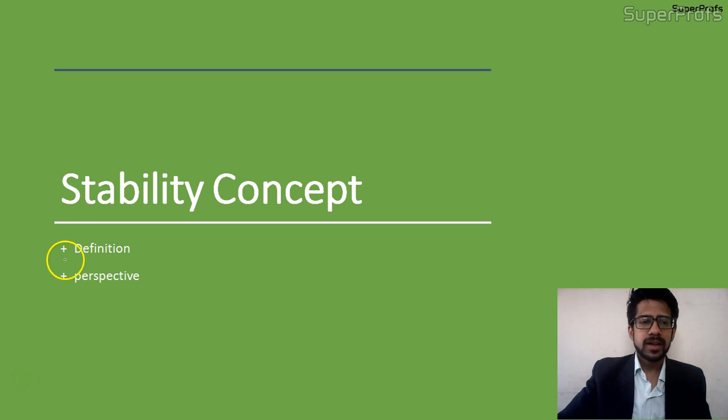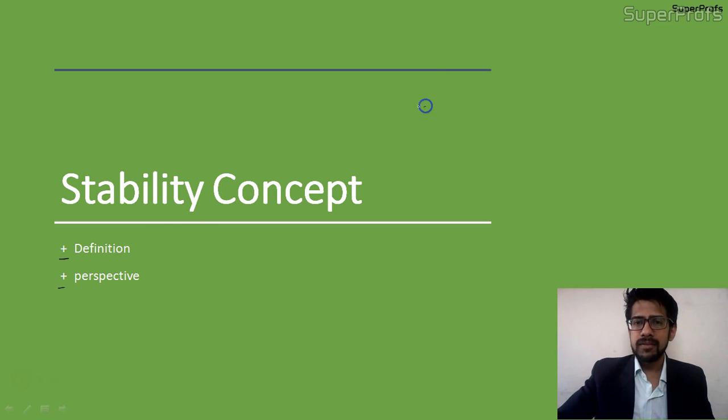We will be seeing different definitions of stability, or rather different perspectives of stability. How exactly can we define stability? So let us understand: stability is nothing but the desired value of any function, and desirable means the value is subjective. It depends upon person to person. What I desire is not what you desire. And that is exactly why stability is different in different perspectives.